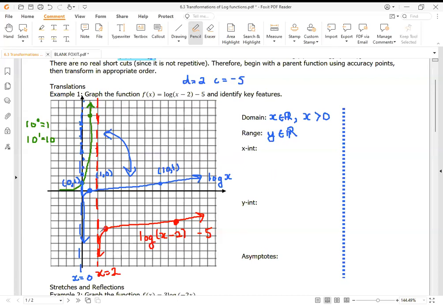X-intercept. Ooh, how do we calculate the x-intercept? It's going to be somewhere far, far over here. How do we calculate that?